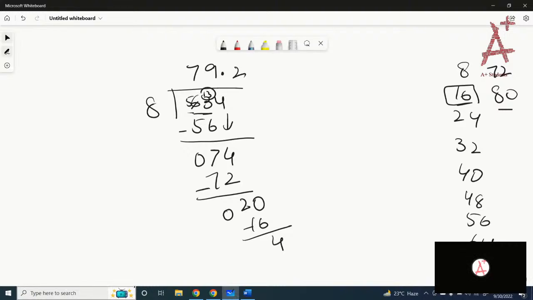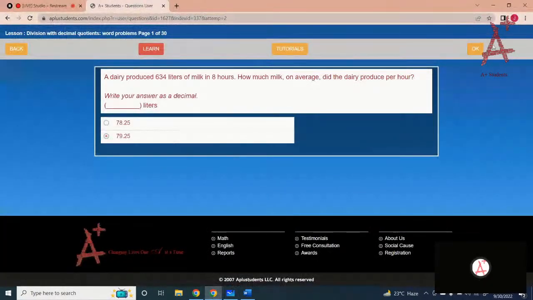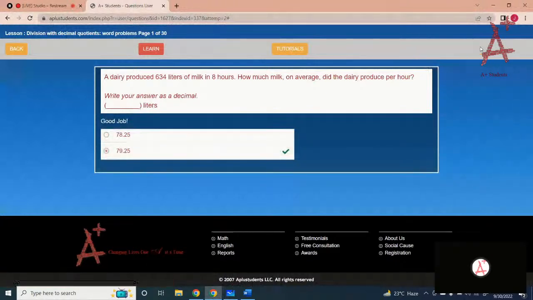You can put more zeros with the one decimal point until you get the quotient 0. Got it? So you have to count 8 till 40. So 8 times 5 is 40 and 40 subtract 40 is 0. Now the remainder is 0. So that means the correct option is 79.25. Got it? So the correct option is 79.25. Just select the correct option and click on the OK button.